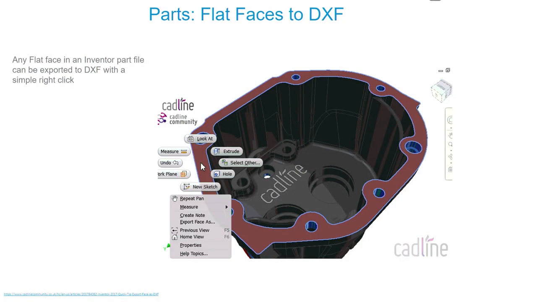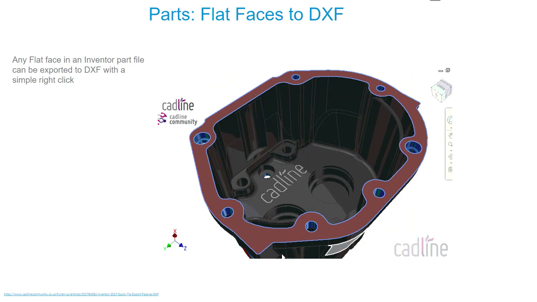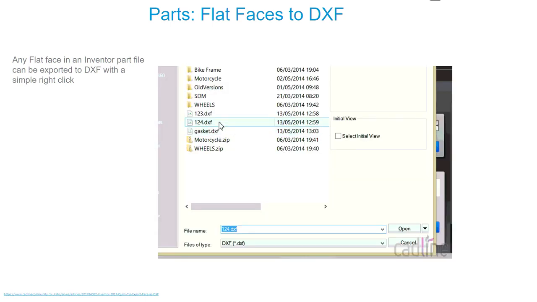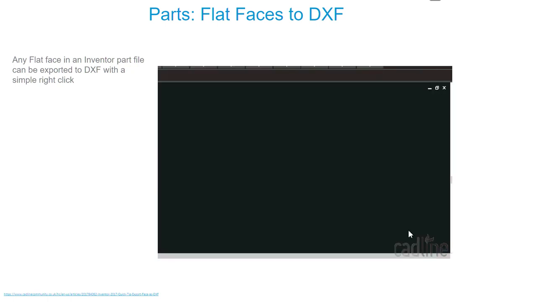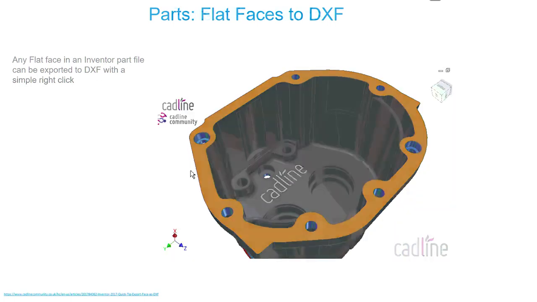Right, flat faces in part files. Any flat face in a part file can be exported to DXF. Right-click on the face, go export to DXF, and really cool for things like gaskets. So that face will go out. We'll open this up in AutoCAD, and we have a one-to-one gasket, perfect DWG, or DXF in this instance, that I can use for laser cutting or something like that.